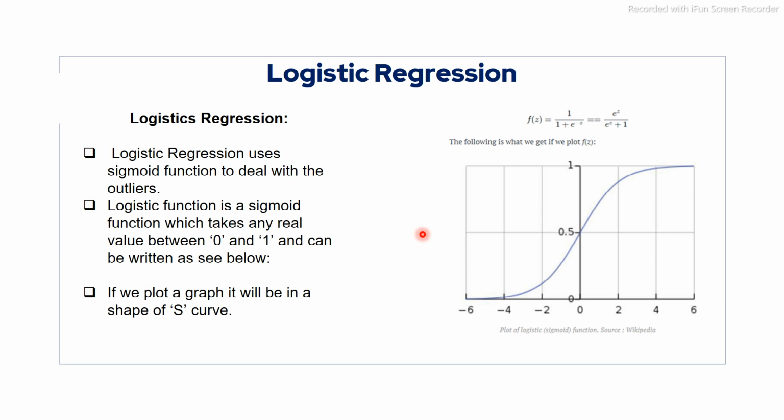In logistic regression, they use the sigmoid function to deal with the outliers. The logistic function is a sigmoid function which takes any real value and maps it between 0 and 1, and can be written as below. It typically looks like an S curve. In the next slide you will understand the significance of this sigmoid function, and why we are not using other functions. We do have some linear functions, maybe sine or cosine functions. Why are we using the sigmoid function, and why is it between 0 and 1? If you see, this is the 0 line and this is the 1 line. Why is it oscillating between 0 and 1?